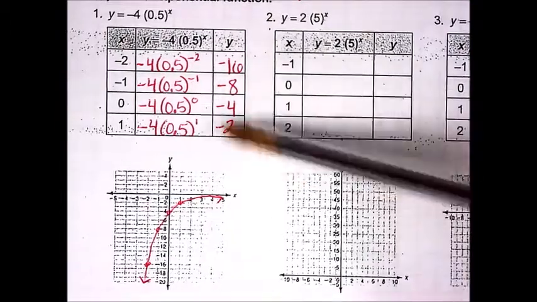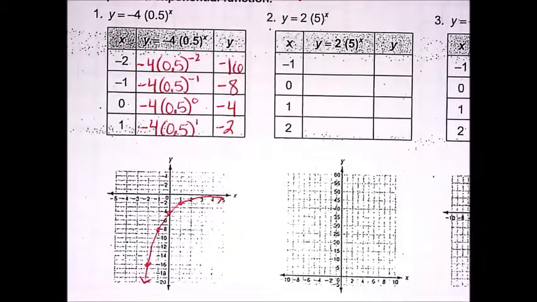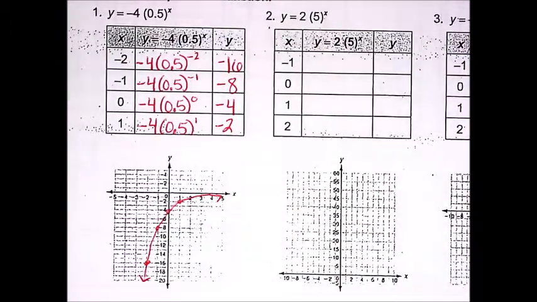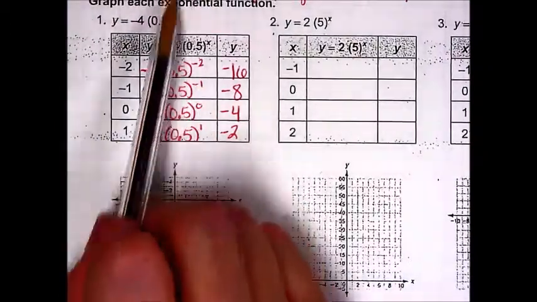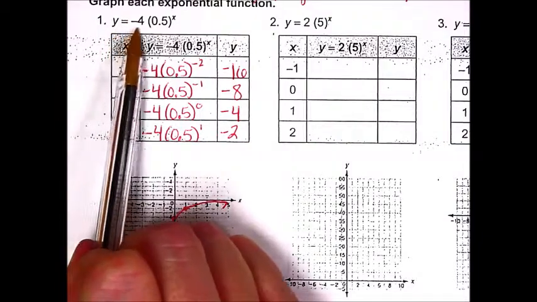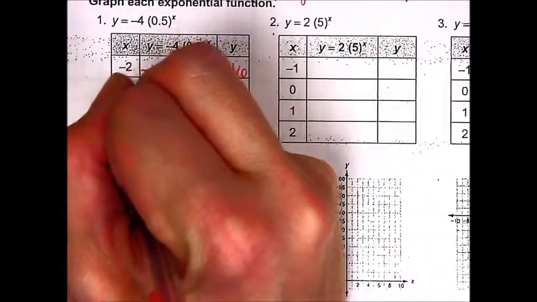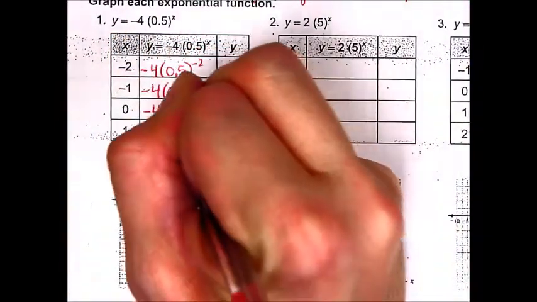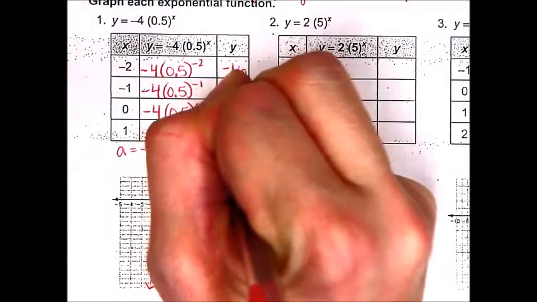Okay, now, here's what's going to happen. Some of the problems do just say, hey, graph this. But then they also say, identify A, B, and the y-intercept. Okay, well, A and B should be easy, right? Y equals AB to the x power. A equals negative 4. B equals 0.5.